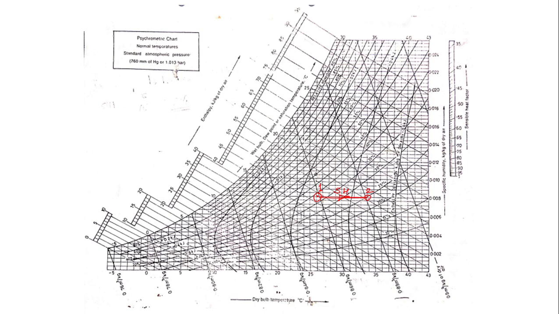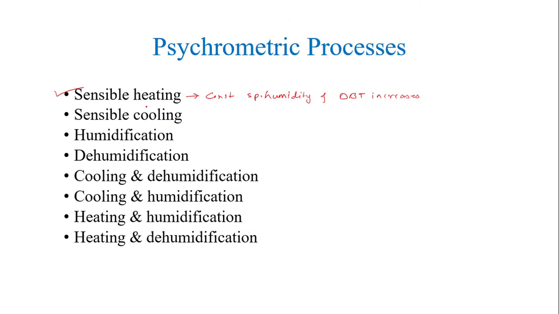So this process is nothing but the sensible heating, where the specific humidity remains constant, whereas the dry bulb temperature will increase from point number 1 to point number 2. Okay, so by looking at this particular diagram, the dry bulb temperature initially was 26 degrees Celsius, which has increased to 34 degrees Celsius at point 2. So this process is nothing but the sensible heating.